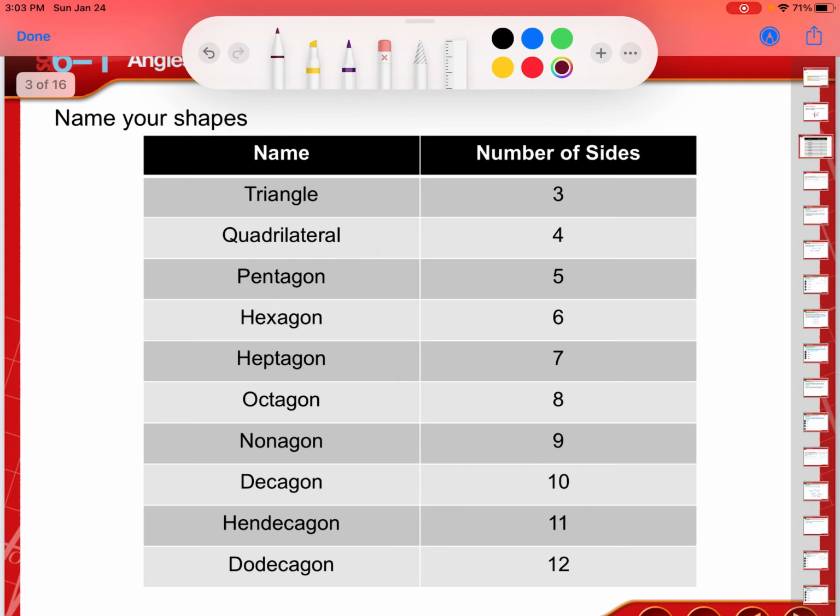Alright, so now we're doing a quick review on shapes. If you don't know the names of your shapes, this is a quick reference tool. Copy it in your notes. Triangle has 3 sides, quadrilateral 4, pentagon 5, hexagon 6, heptagon 7, octagon 8, nonagon 9, decagon 10, hendecagon 11, and dodecagon 12. And then anything over that is what we call an n-gon. So if it was 34-sided, it would be a 34-gon. Anything bigger than 12, we're just calling an n-gon.